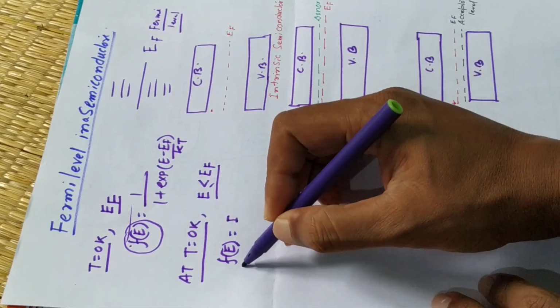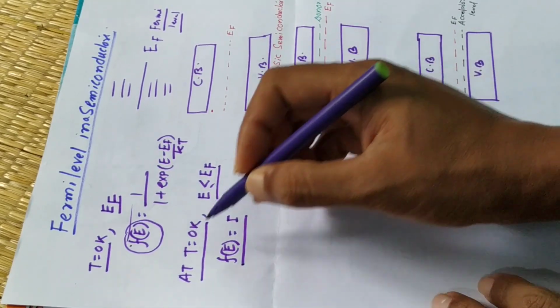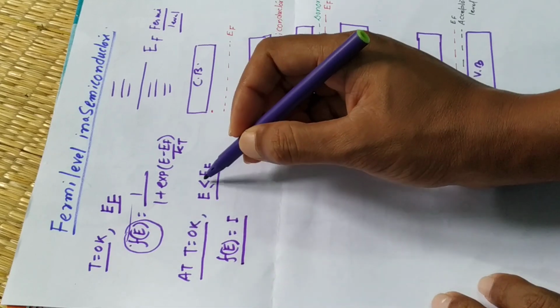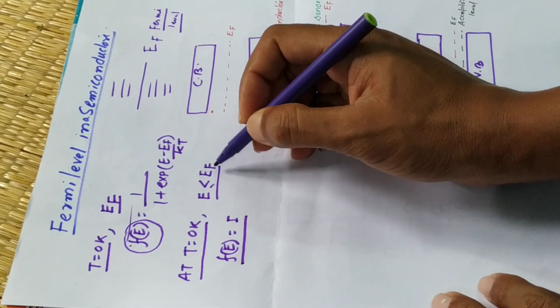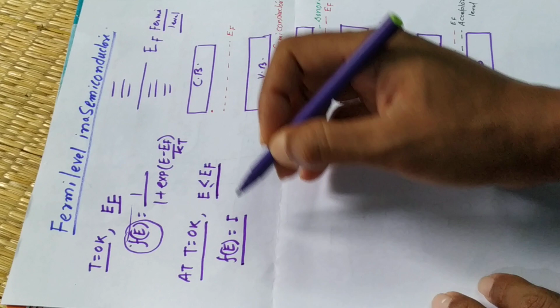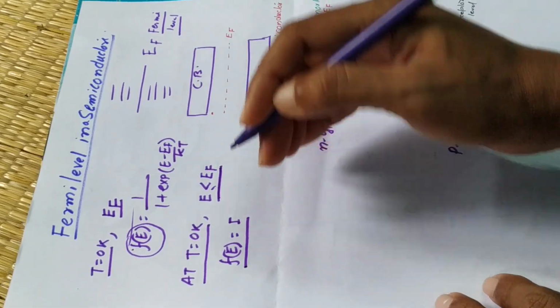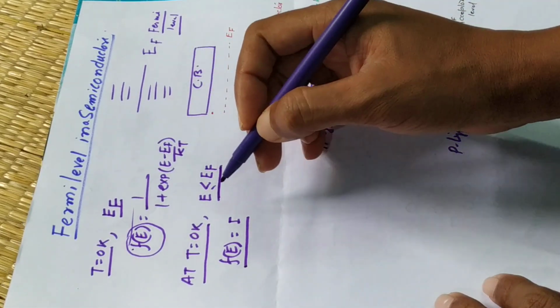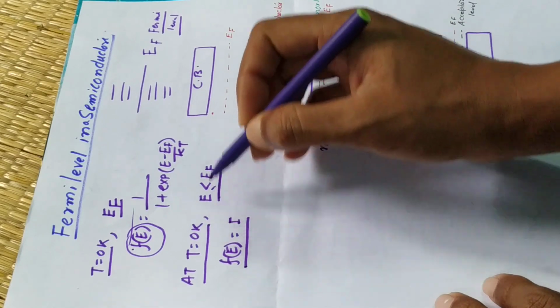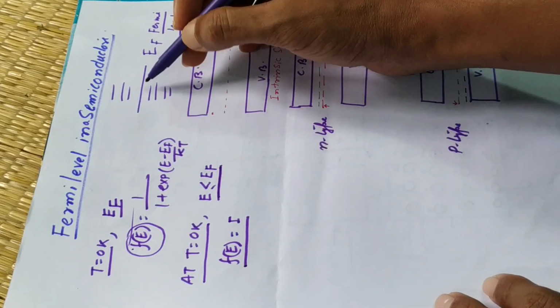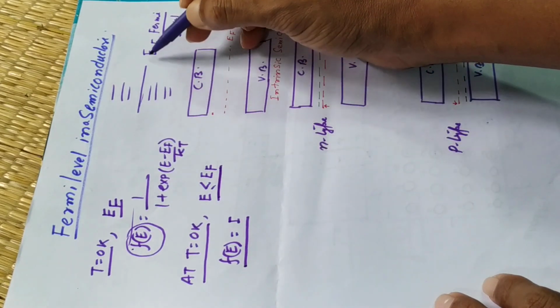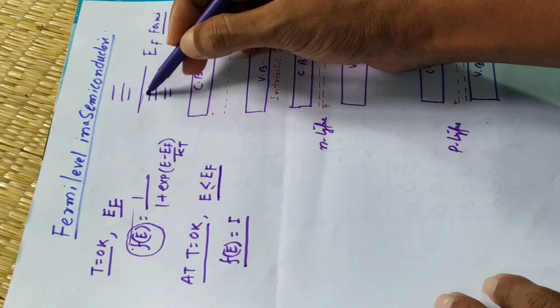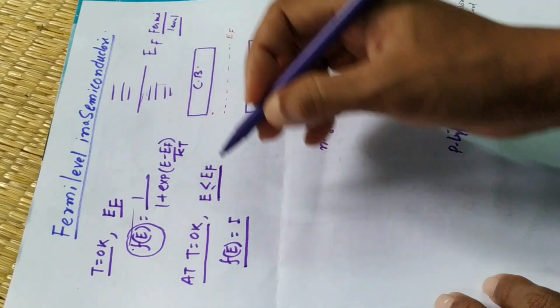Thus, the probability of occupation at T equal to 0 Kelvin when E is less than or equal to EF is 1. Thus, you can say that at T equal to 0 Kelvin, for E less than EF, all the energy states below the Fermi energy level are filled up.